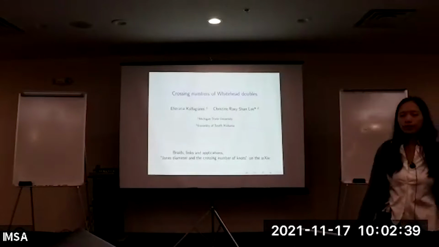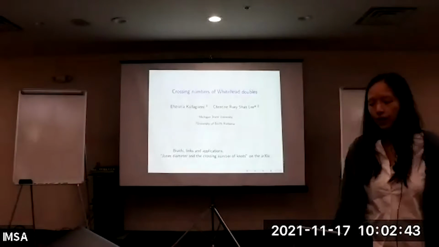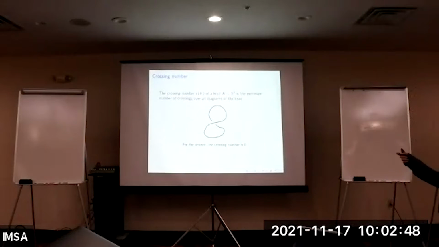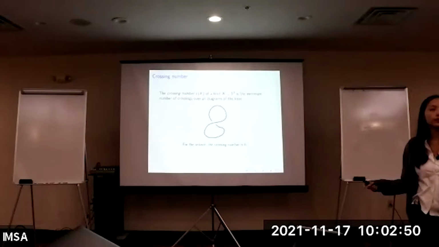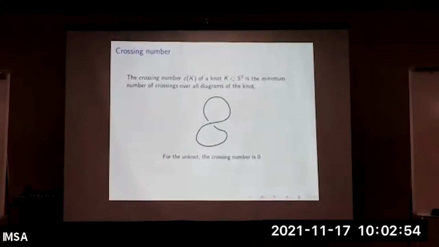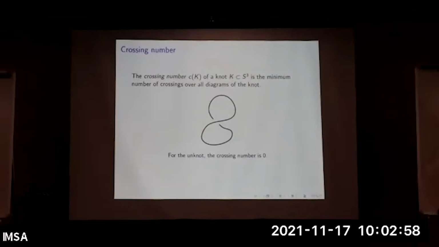Okay, so the knot invariant that I would like to talk about today is crossing number. Just for some context, this is the minimum number of crossings over all diagrams. Since we know that there are infinitely many diagrams given any knot, this is one of the oldest invariants of knots.